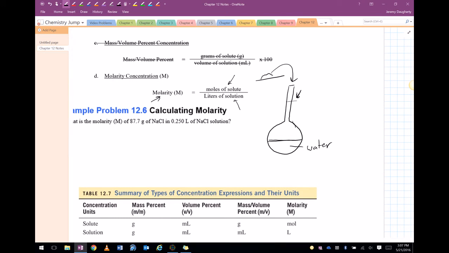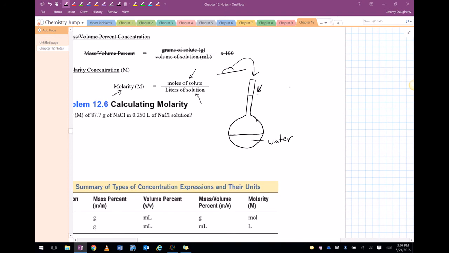But the wrong way to do it, let me show you the wrong way to do it. The wrong way to do it is to put water all the way up to this line, then add the solid solute. Because what's going to happen then is the water is going to actually go past that line, and you're not going to know the exact volume. Okay, this solid actually takes up space.